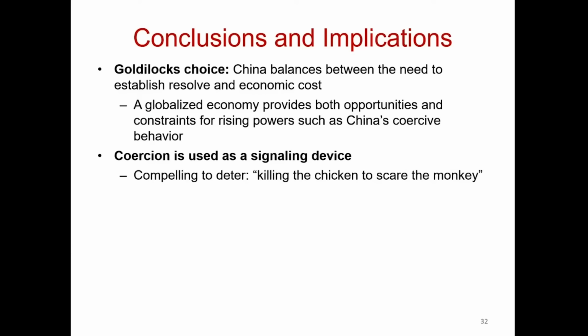And this suggests that economic interdependence and a globalized economy provide both opportunities and constraints for rising powers, including China's coercive action. This is very much in line with some of my ongoing work on China's preferences for forming strategic partnerships as opposed to formal alliances. And secondly, in the book in particular, coercion has oftentimes been used by China as a signaling device. In particular, China demonstrates this interesting dynamic of compelling to deter, blurring the lines between compellence and deterrence.